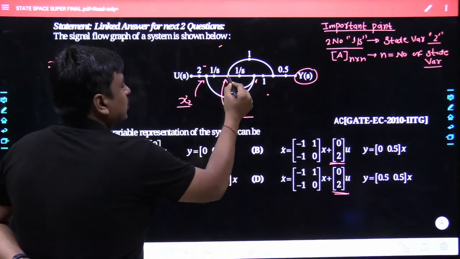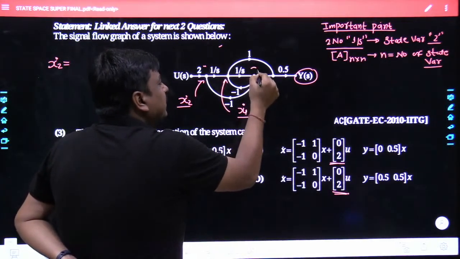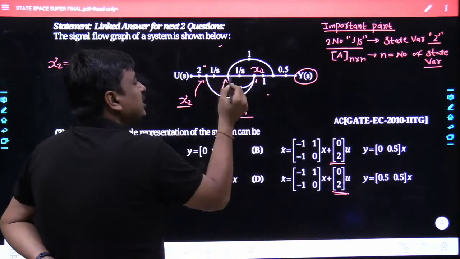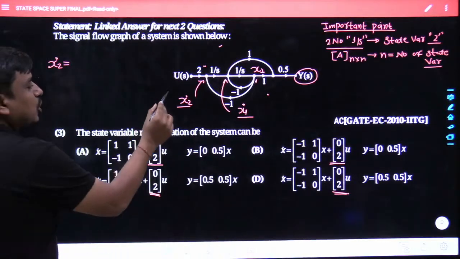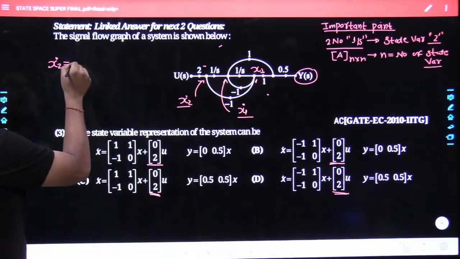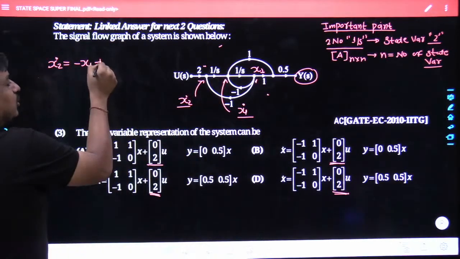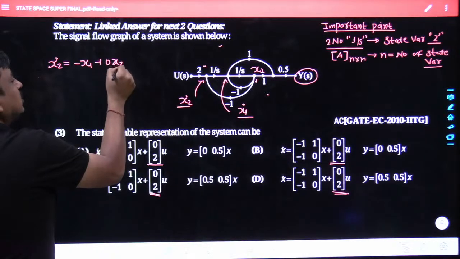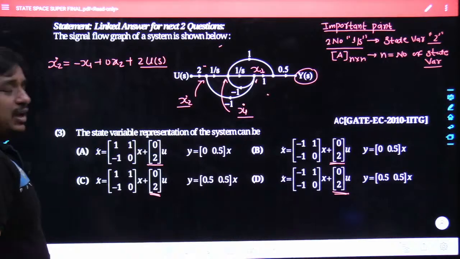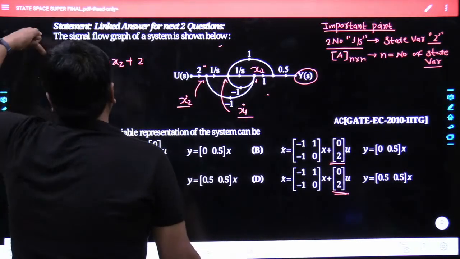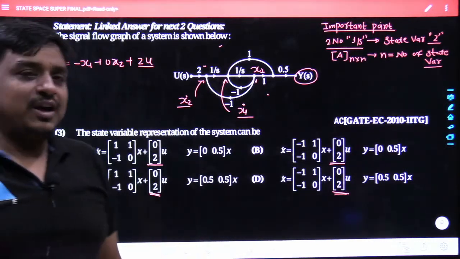This is x1 dot. So definitely there would be the integration in time domain once I go forward. So simply it would be x1, because it has only one incomer and that is coming through this branch. Yes. So tell me what's going to be the x2 dot. The x2 dot is going to be minus times x1 plus 0 times x2 plus 2 times u. I usually write in time domain, because the differentiation has been written in time domain. Agreed? Till this point nobody should have any doubt.